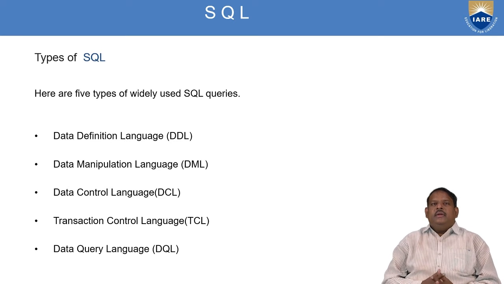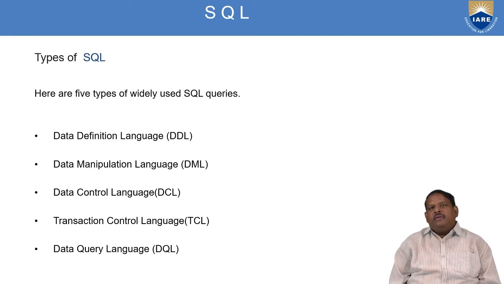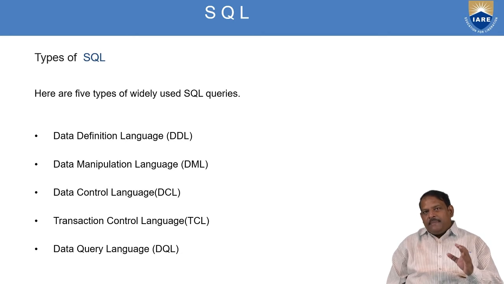Now we'll see the types of SQL. Basically, our SQL queries are divided into 5 parts. First is the DDL, that is data definition language. Then we have DML, data manipulation language. Then we have data control language. Then we also have transaction control language, and we have data query language. So these are the 5 types of SQL we have.